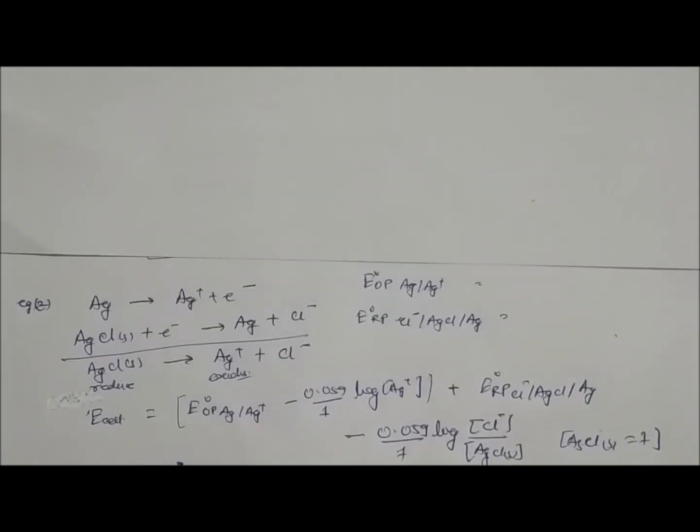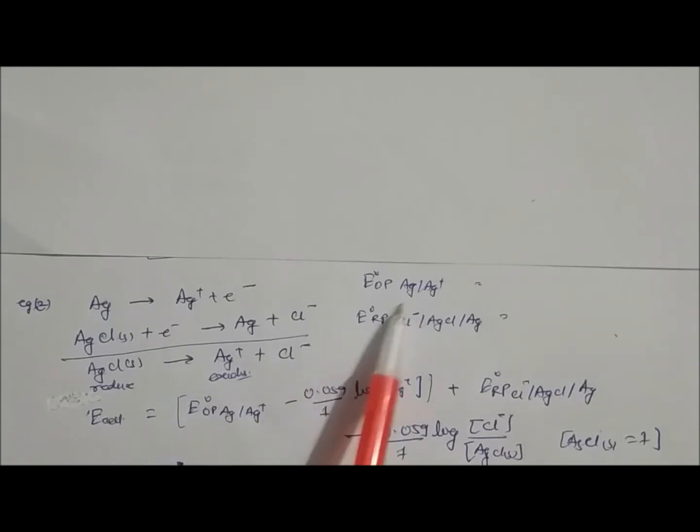Suppose you are using that insoluble metal salt at the cathode. So Ag is giving Ag plus and an electron, and AgCl plus electron gives Ag plus Cl minus. For this, E naught of OP will be Ag by Ag plus, and for this one, E naught of RP will be Cl minus, AgCl plus Ag. So this is the overall reaction. So E naught of the cell will be the EMF of the cell.